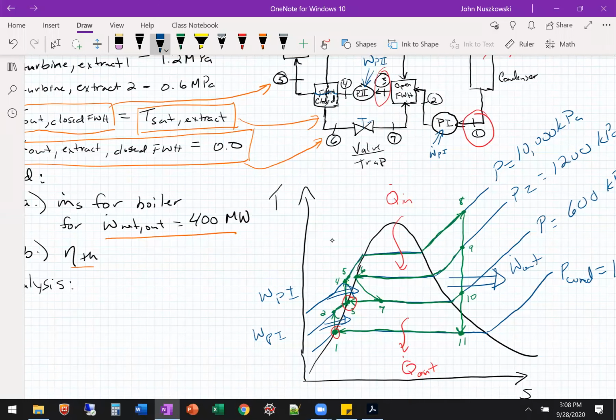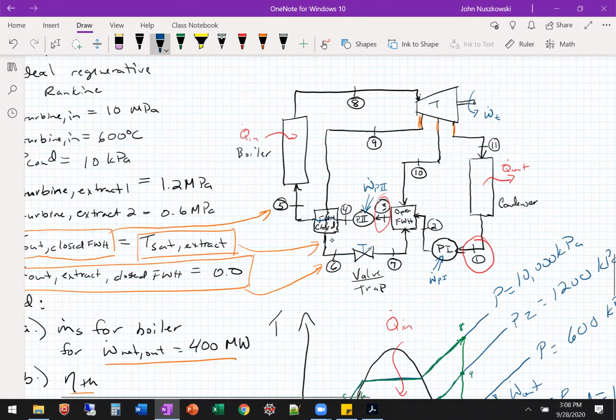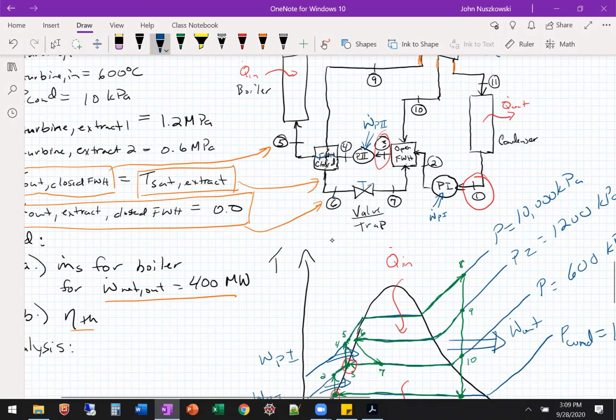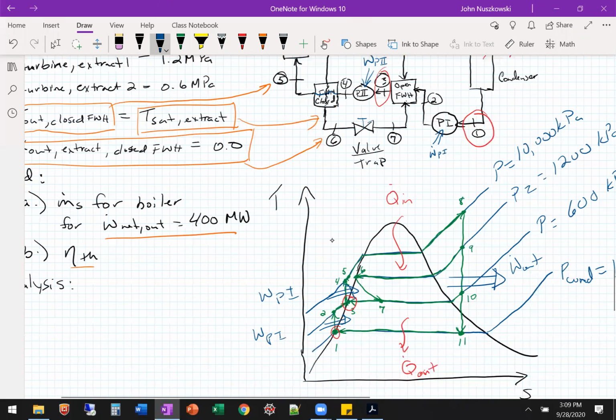Okay. Now if we go to the first extracted stream, the higher pressure, we have a closed feed water heater here, so 9 and 6 are the same pressure. Okay, so it's a connected pipe. And then we have our valve, which is isenthalpic, or constant enthalpy, from 6 to 7. So we're dropping pressure to put it into the open feed water heater. Otherwise, we would have had to raise pressure to put it into the boiler with a pump. So we drop pressure, with a constant enthalpy line to 7.